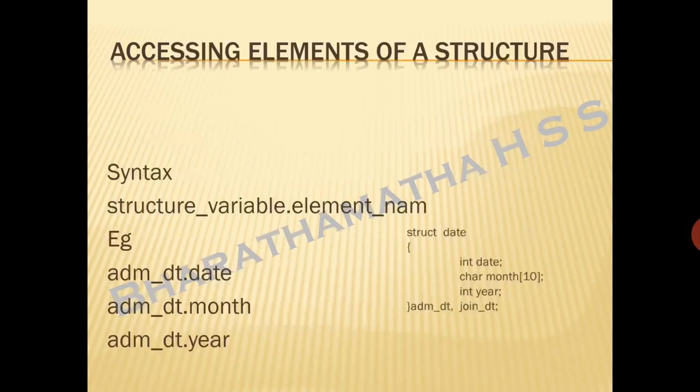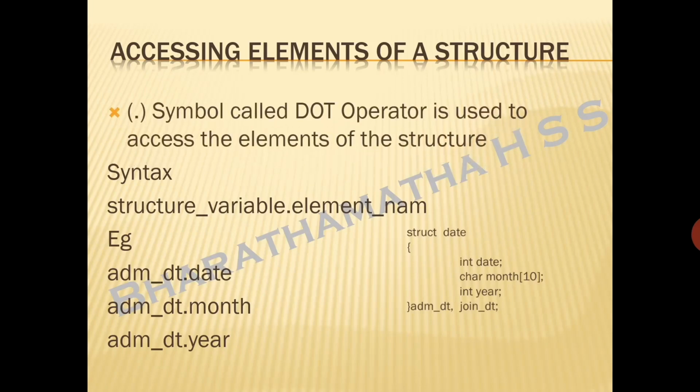So now how to access the values or elements of a structure? To access the elements of a structure, first you should know that it is accessed only with the help of your structure variable combined with your dot operator. Your dot operator is also known as your concatenation operator. So now in this right hand corner you can see a small example of a structure. So how to access the elements we will see.